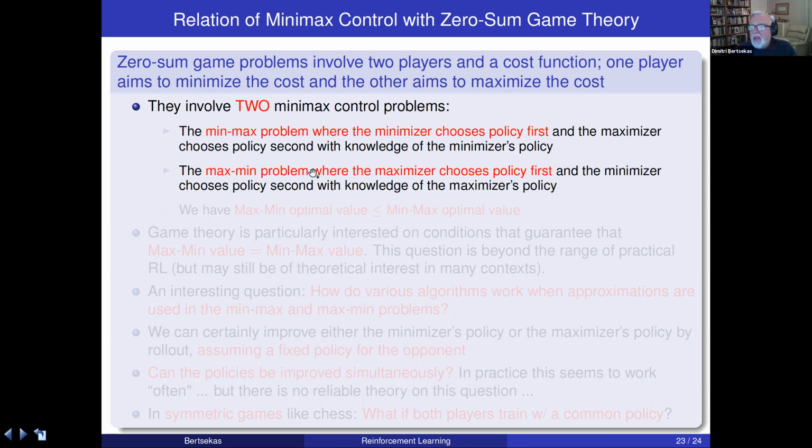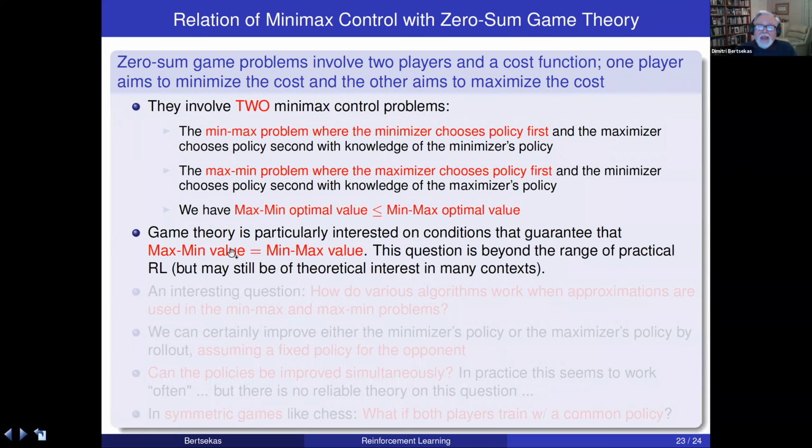Now, these two problems are different, and they have different optimal values. Generally, it's easy to see that the max-min optimal value from some initial state is less than the min-max value from the same initial state. This is true for every initial state, and it's very easy to see. It's an elementary fact.